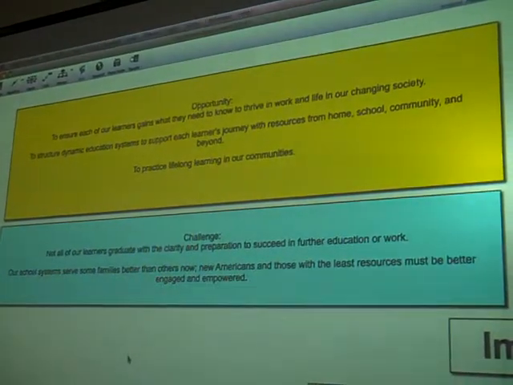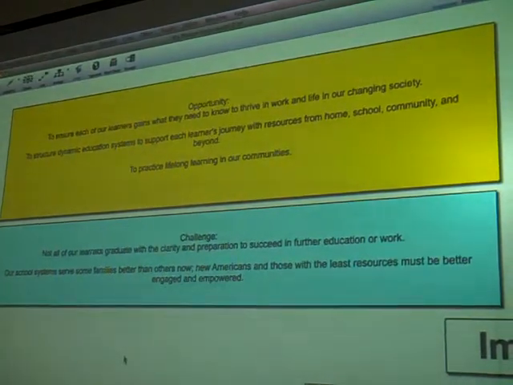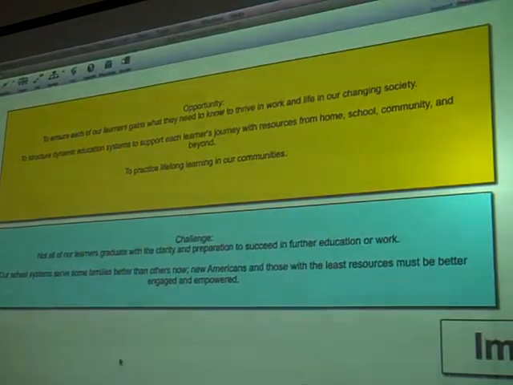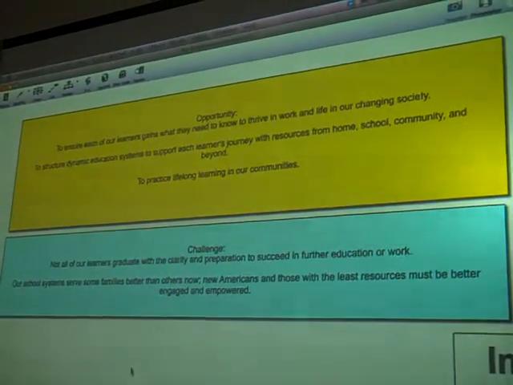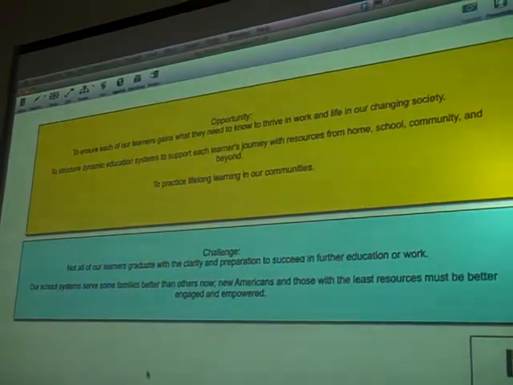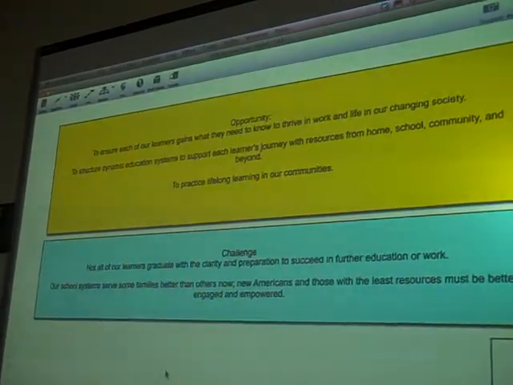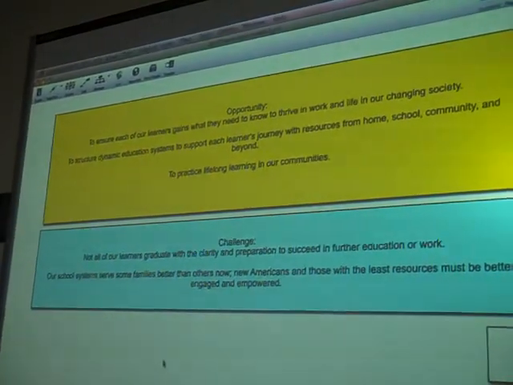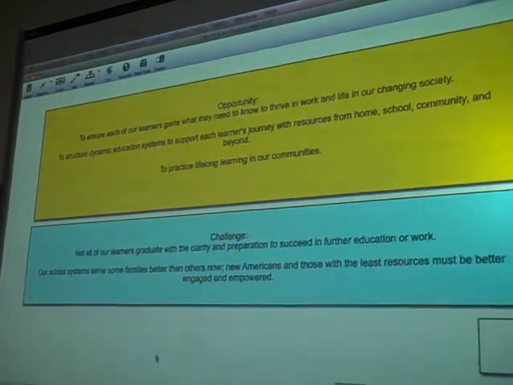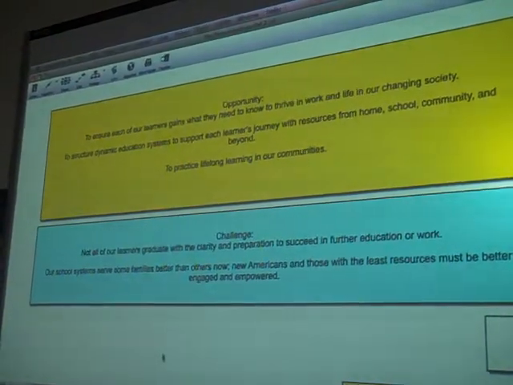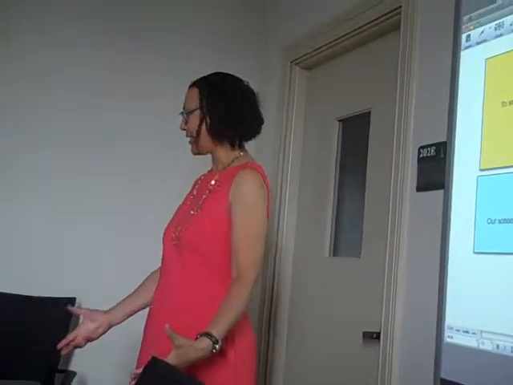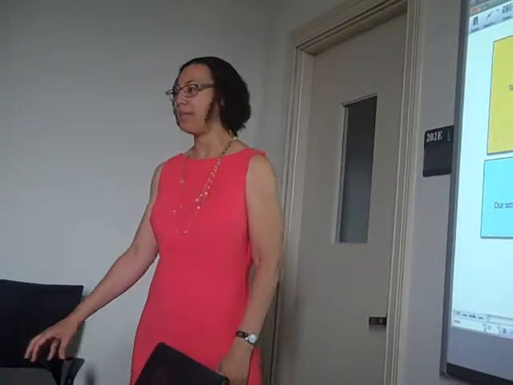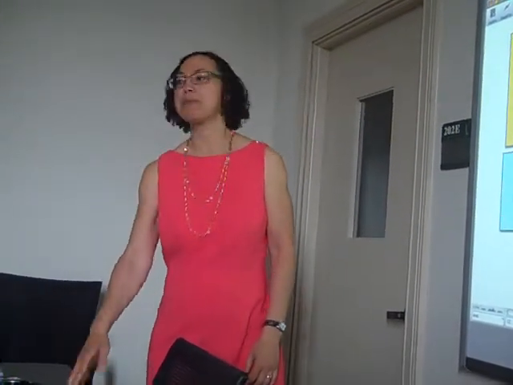So, opportunity. What is the opportunity? Why would we do this reform? Why now? The opportunity is to ensure each of our learners gains what they need to know to thrive in work and life in our changing society. Embedded in that is the whole idea of the skill set and the curriculum and the instruction, and why do we do that anyway? We do that so that we can work and feed ourselves and our children. We do that so that we can be educated citizens and participate and make our society what we want it to be. We do that so we can pursue happiness. This is something that our country values, that we care about.